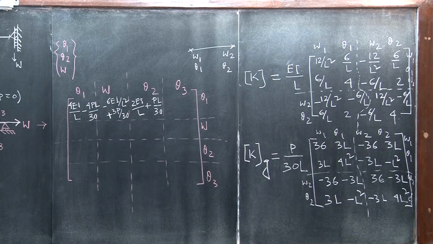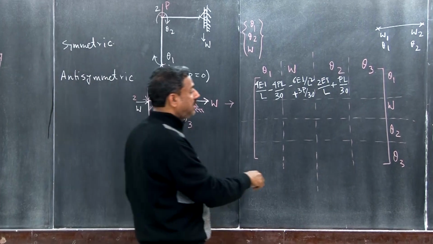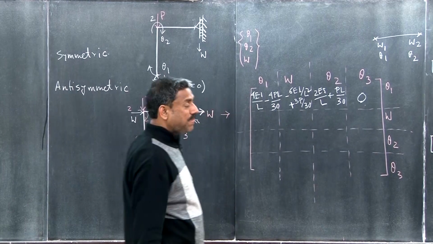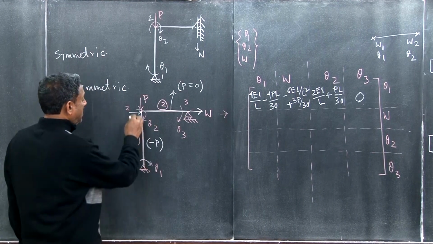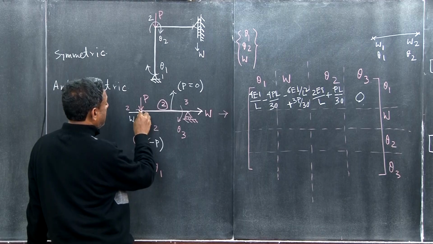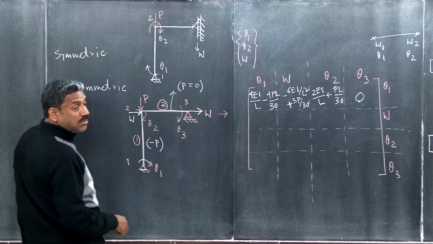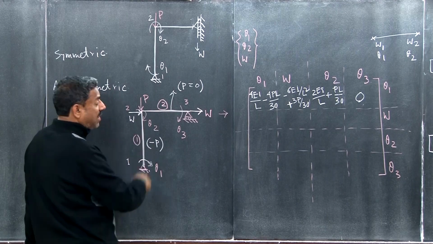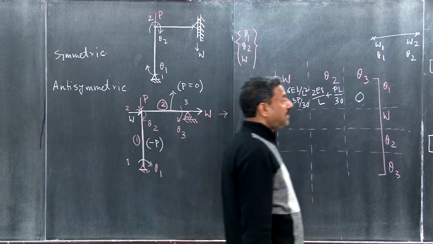Fine. Now theta 3, theta 1. Theta 3 means this one and theta 1. There is no cross stiffness, right? So here should be 0. Now WW will be what? W is here. WW will be contributed by whom? Only this one, right?